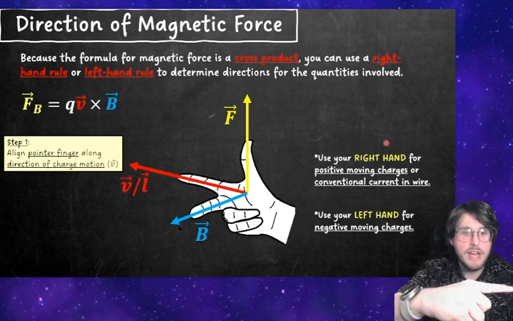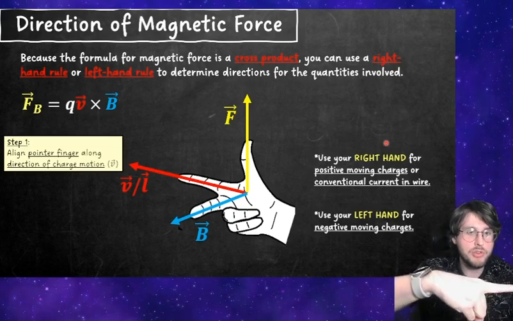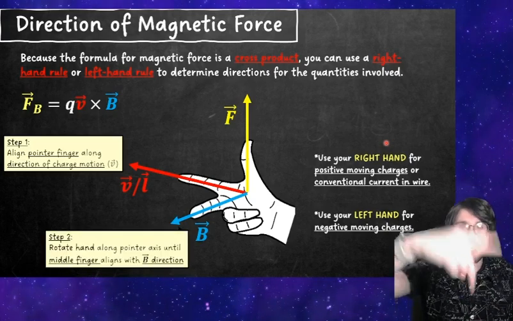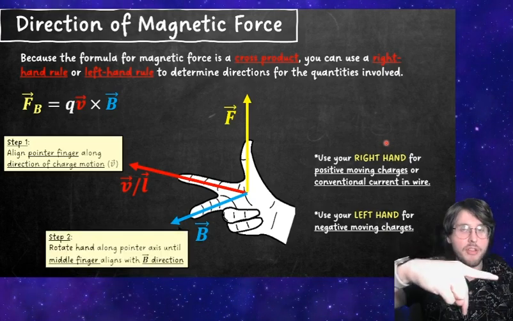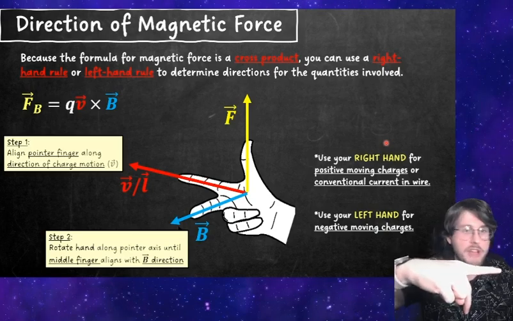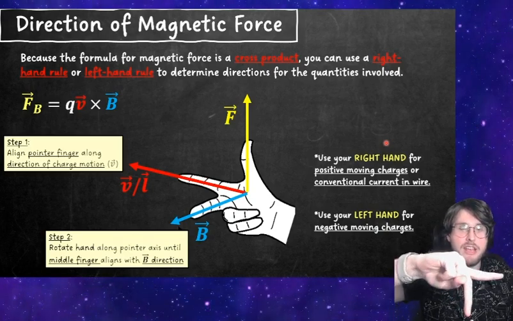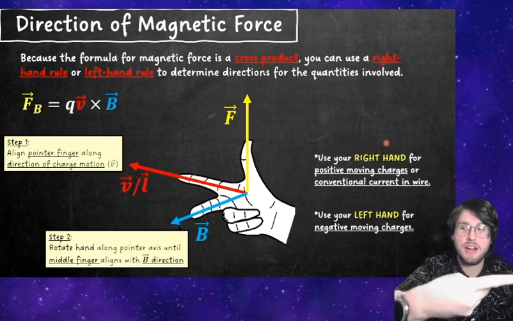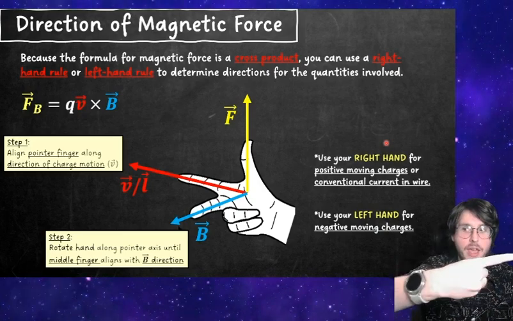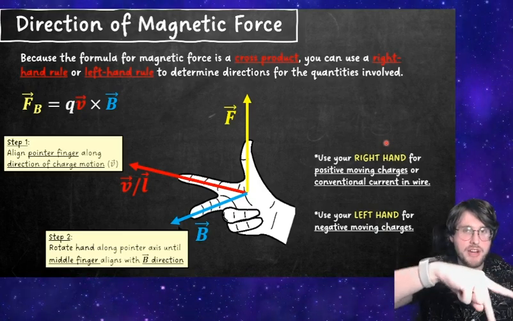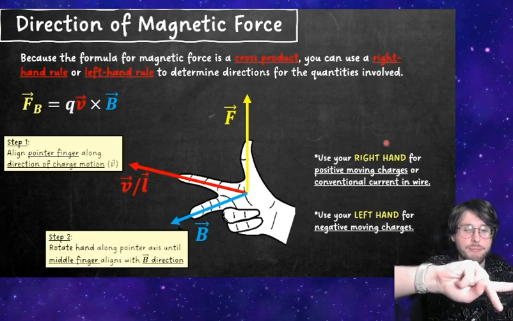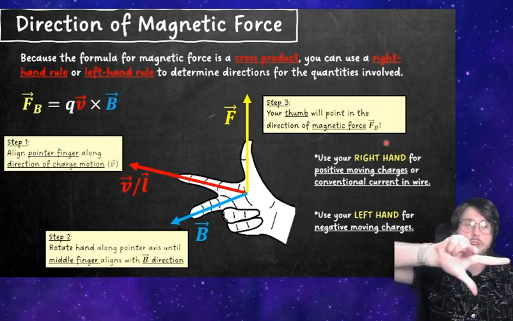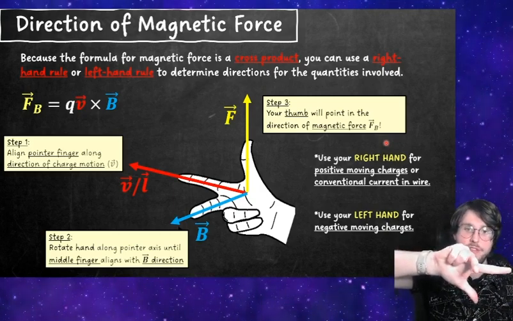Once you've done that, the next step is to extend your middle finger out perpendicular from your index finger, like so. Whoop, there we go. And keeping your index finger pointed and locked in to the left direction, now take your middle finger and rotate along that index finger axis until your middle finger is aligned in the correct direction of the magnetic field, right? And once your middle finger is aligned in the direction of the magnetic field, you can now extend your thumb, and your thumb will now point in the direction of the magnetic force exerted by that magnetic field.